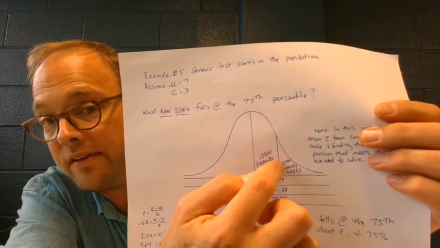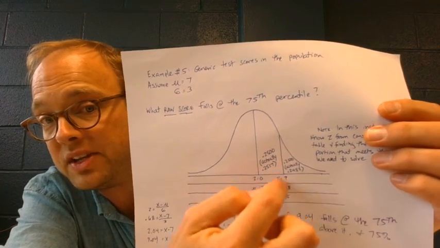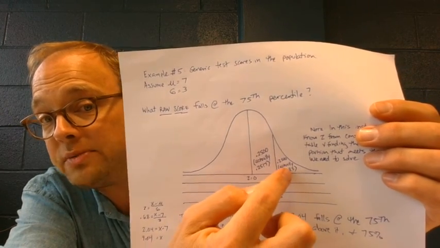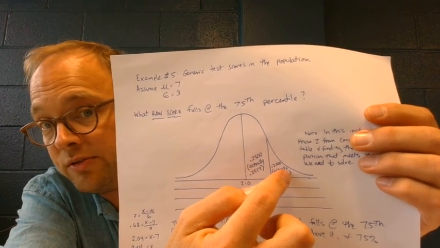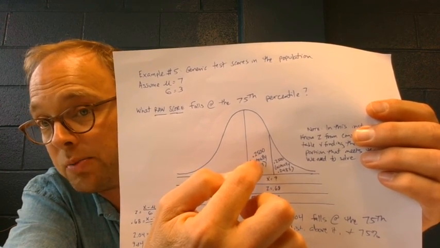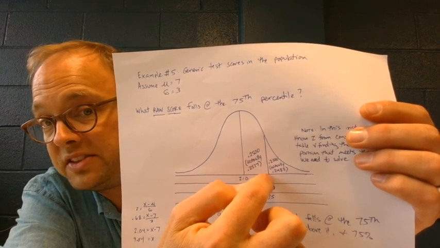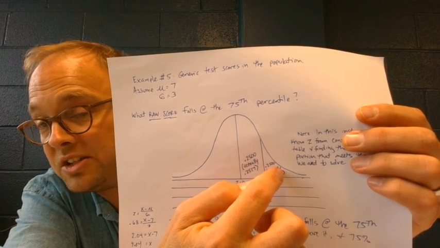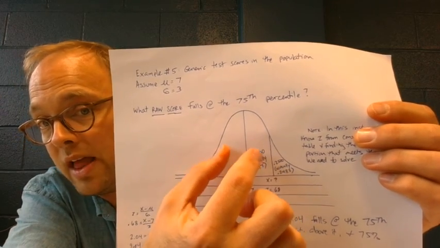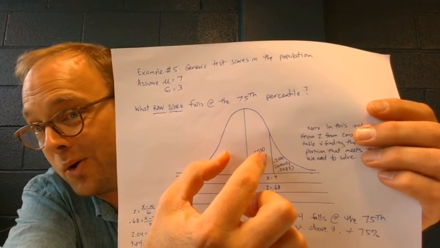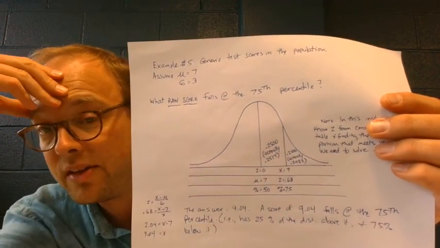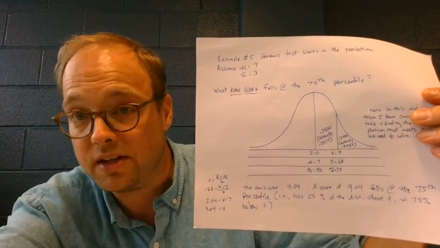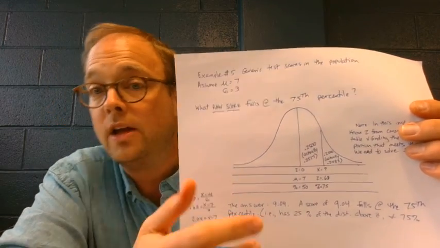What else do we know about the 75th percentile? If this point here really is the 75th percentile, we know that this portion right here is 0.2500, and these two portions together have to be 0.7500. Remember, at the 75th percentile, 75% of the distribution falls below it. So now we have area. Next we need to find a z-score.